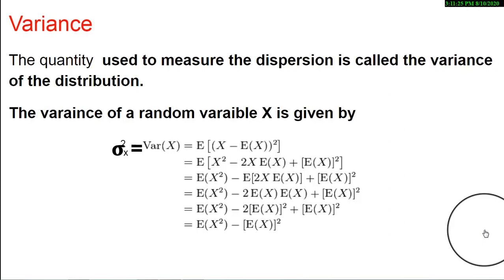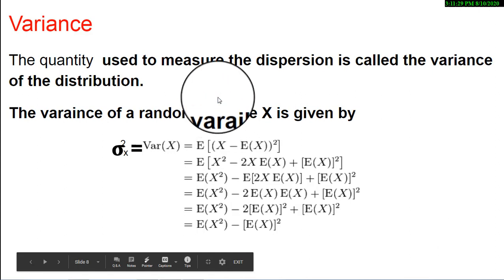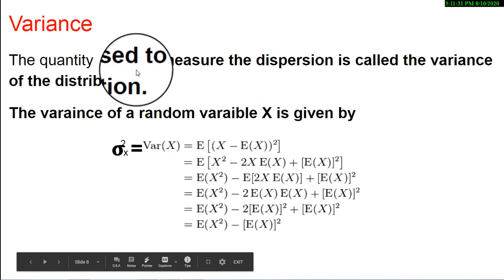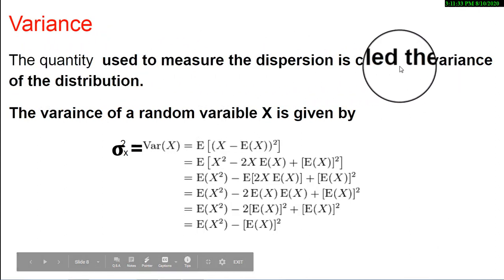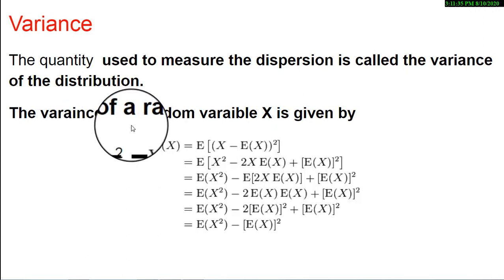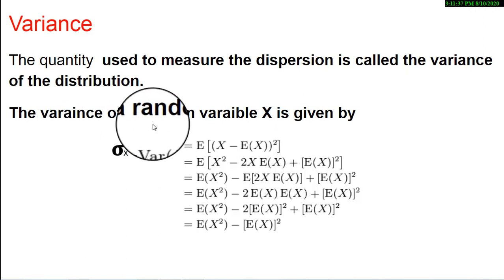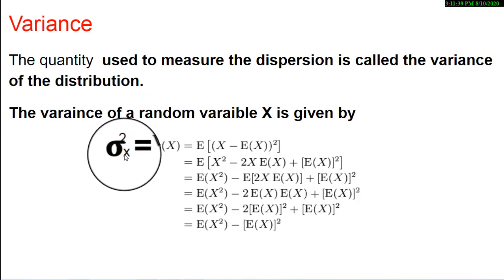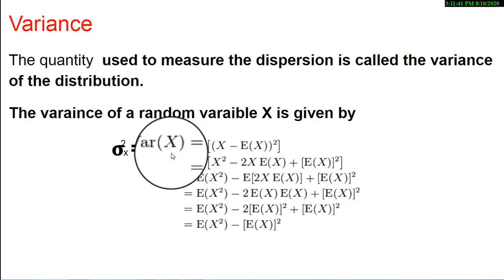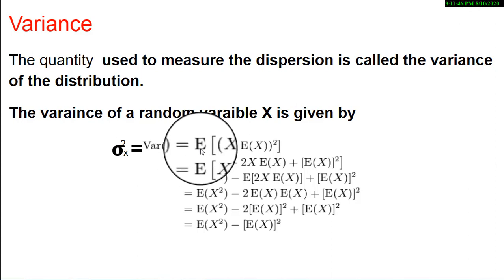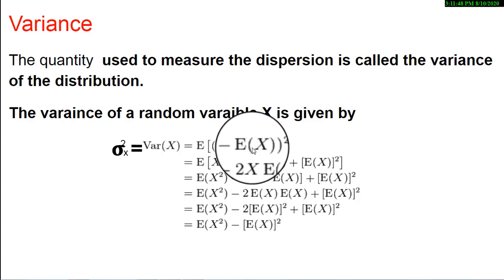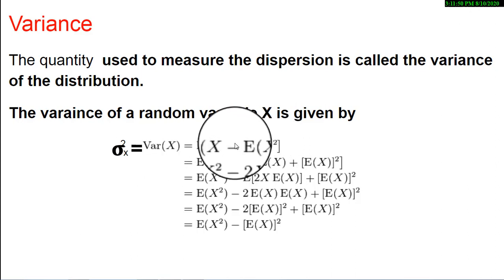Coming to the next one, variance. When we say variance, the quantity used to measure the dispersion is called variance. Now, how do we calculate variance? The variance is given by sigma square, or we write it as variance of x, where x is our random variable. The expected value of (x minus E of x) whole square will give us variance.